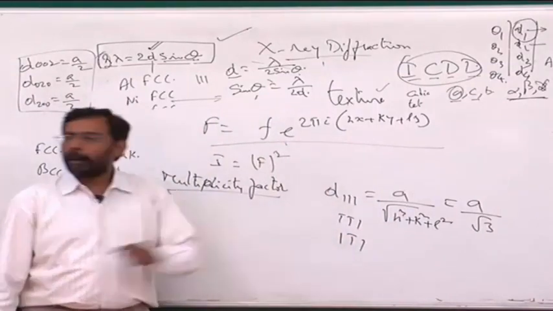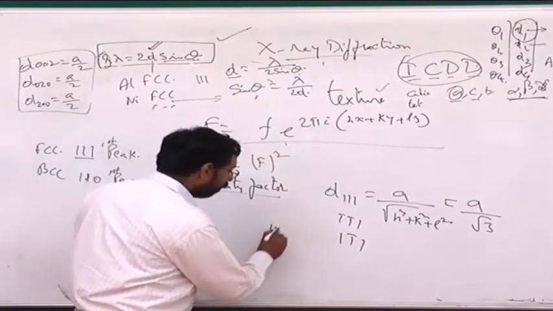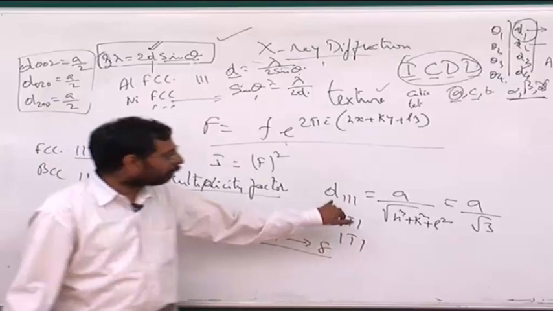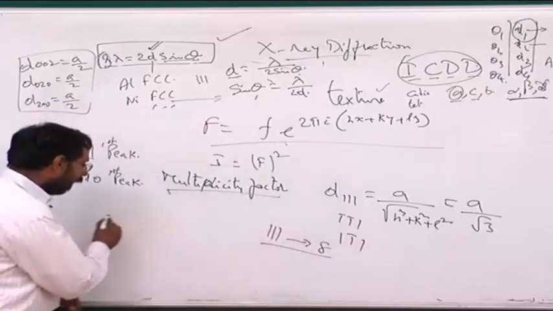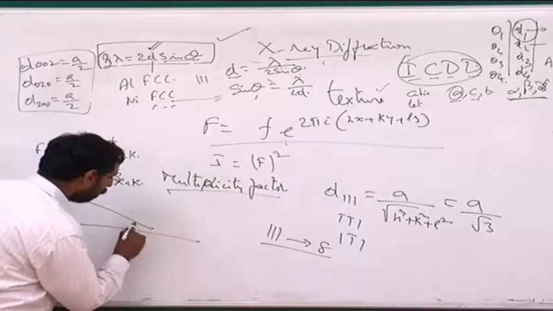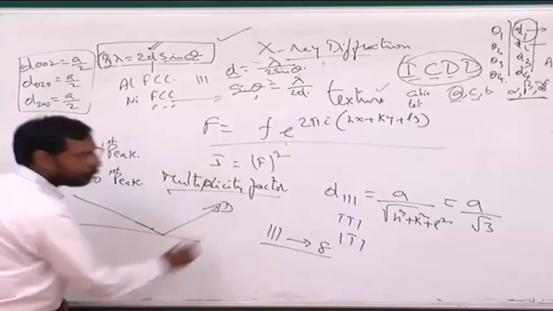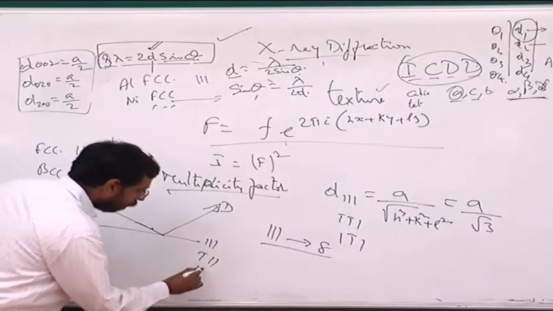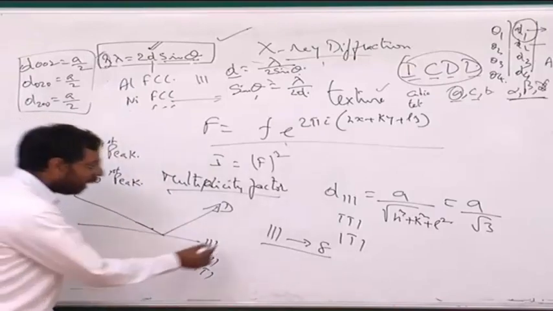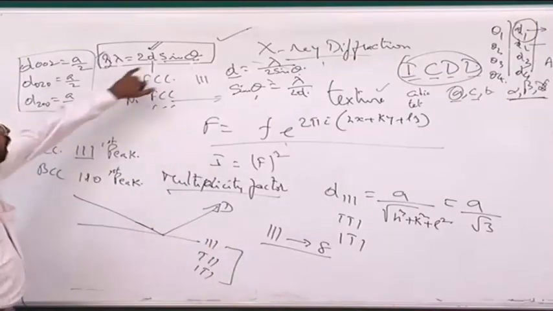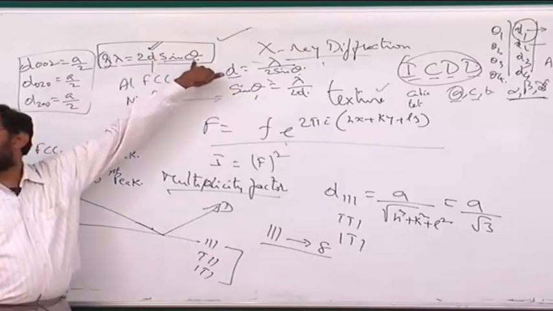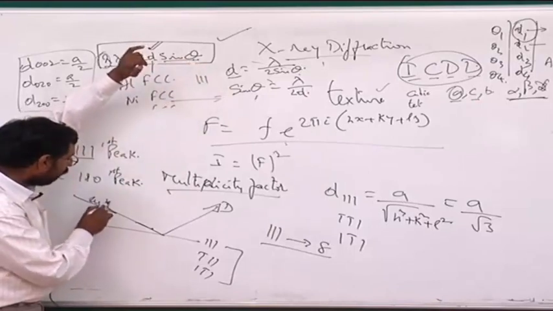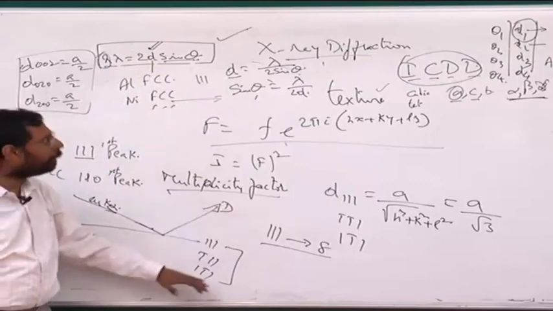So how many such planes are there? 111 type of planes. We said earlier that there are 8 such planes. All 8 of them will have the same D. That means if I have an X-ray beam falling on a sample and getting diffracted, whether this plane is 111 or bar 111 or 1 bar 11, all of them will have the same D. If they all have the same D, they will all have the same theta, because the lambda is fixed, because my copper K alpha is the one which is falling on the sample. That means all these 8 planes will have the same theta.